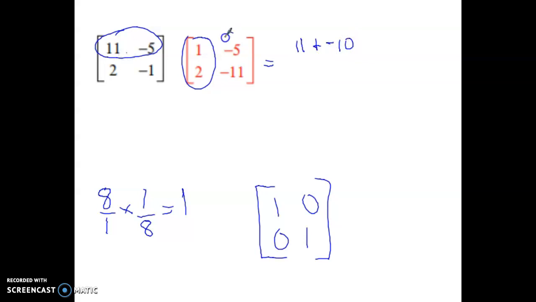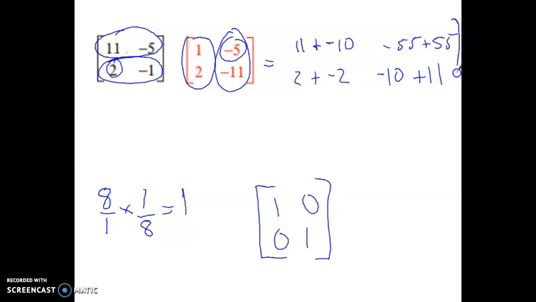And now I'm going from here to here. So negative 55 plus 55. And now we're going to go this one to this one. So we've got 2 plus negative 2. And now we're going from the 2 to the negative 5. So we've got negative 10 plus 11.